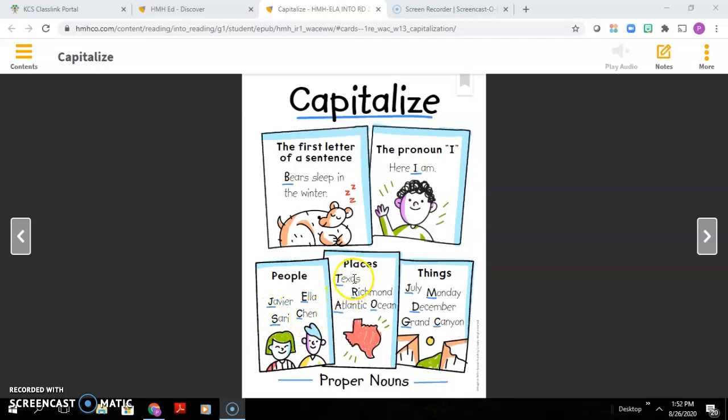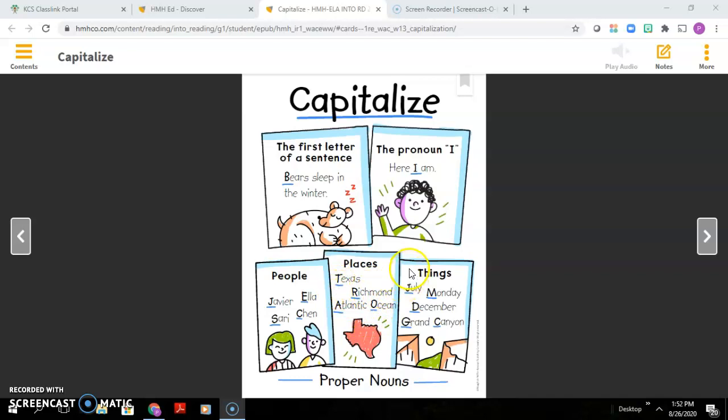Names of places need to begin with a capital letter. States, like Texas. Cities, like Richmond. And oceans, like Atlantic Ocean. We've given them names. We gave the state a name, the city a name, and the ocean a name. So we need to make sure they have uppercase or capital letters.